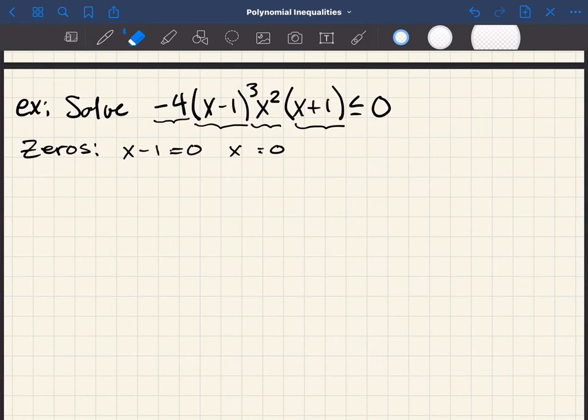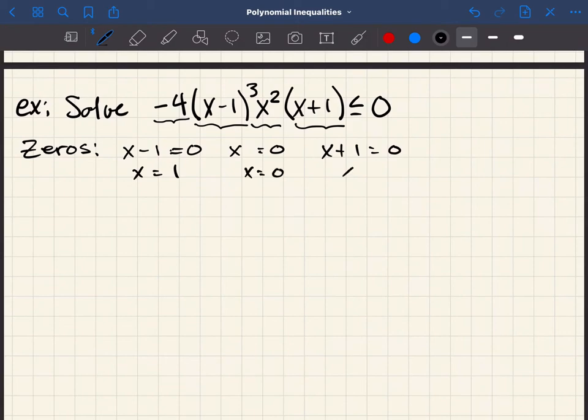Let's just look at x equals 0. And then we have x plus 1 equal to 0. So our zeros are going to be x equal to 1, x equal to 0, and x equal to -1. Now, since we're dealing with polynomials higher than degree 2, we need to look at the multiplicities for each one of these. So the multiplicity here, we have a multiplicity of 3.